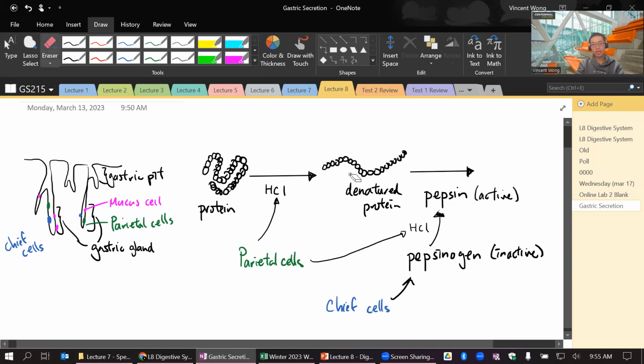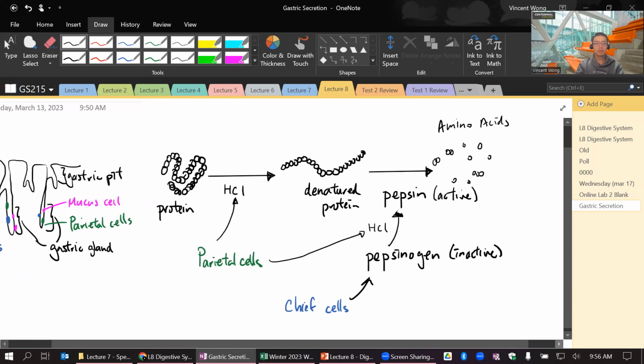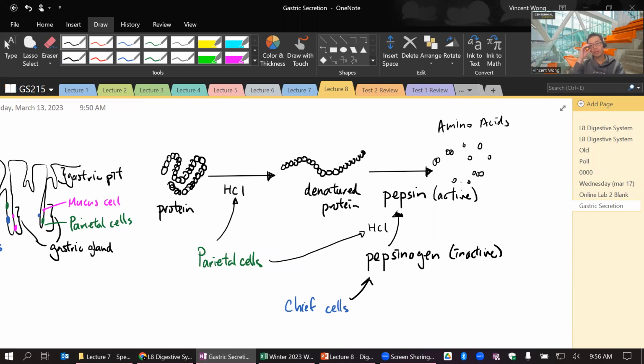So the pepsin will cut the denatured proteins into small chains of amino acids, right? Or individual amino acids. Now this process is not going to be completed in the stomach. The proteins will need to be digested further later on in the GI tract, but that's where it starts. So digestion of carbohydrates begins in the mouth, but digestion of protein begins in the stomach.